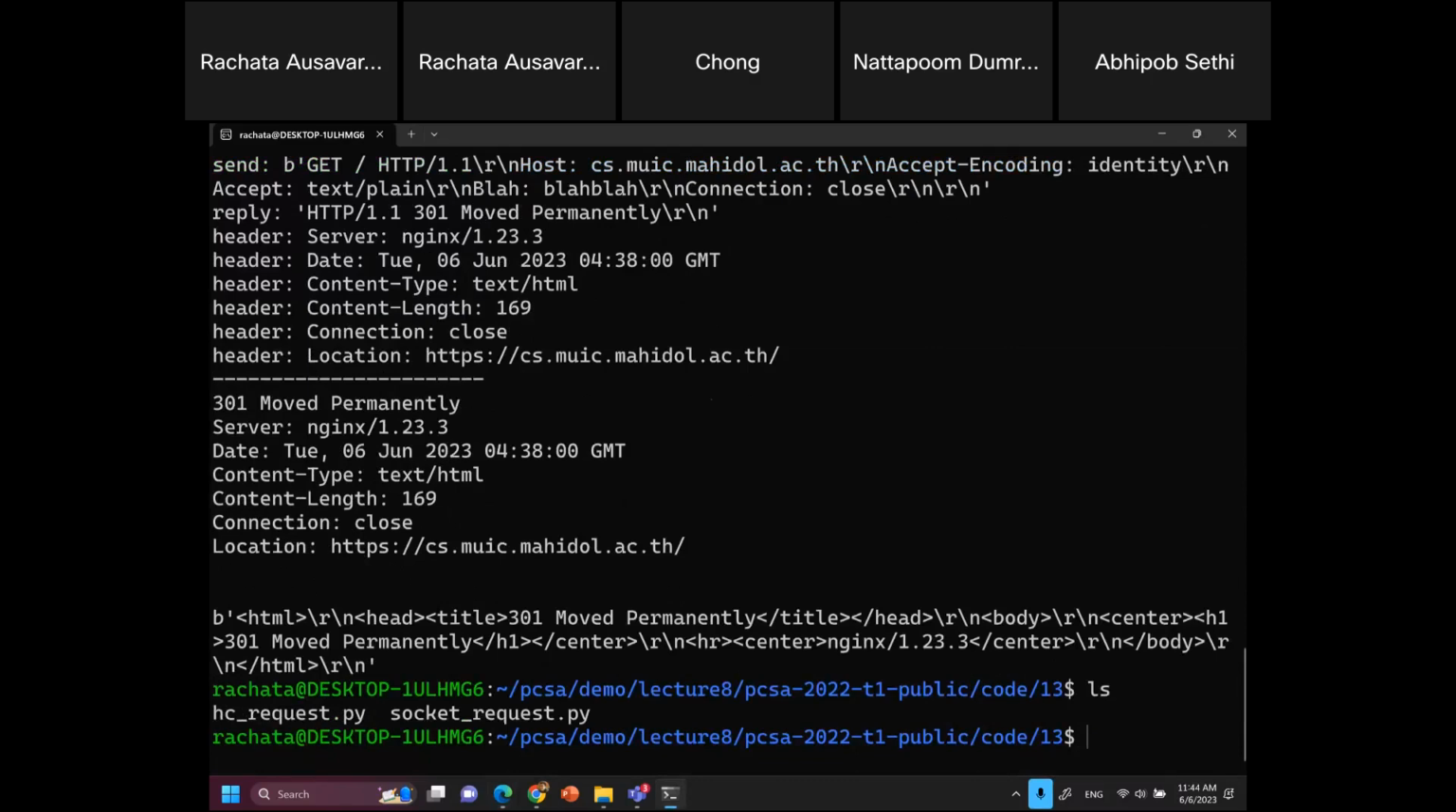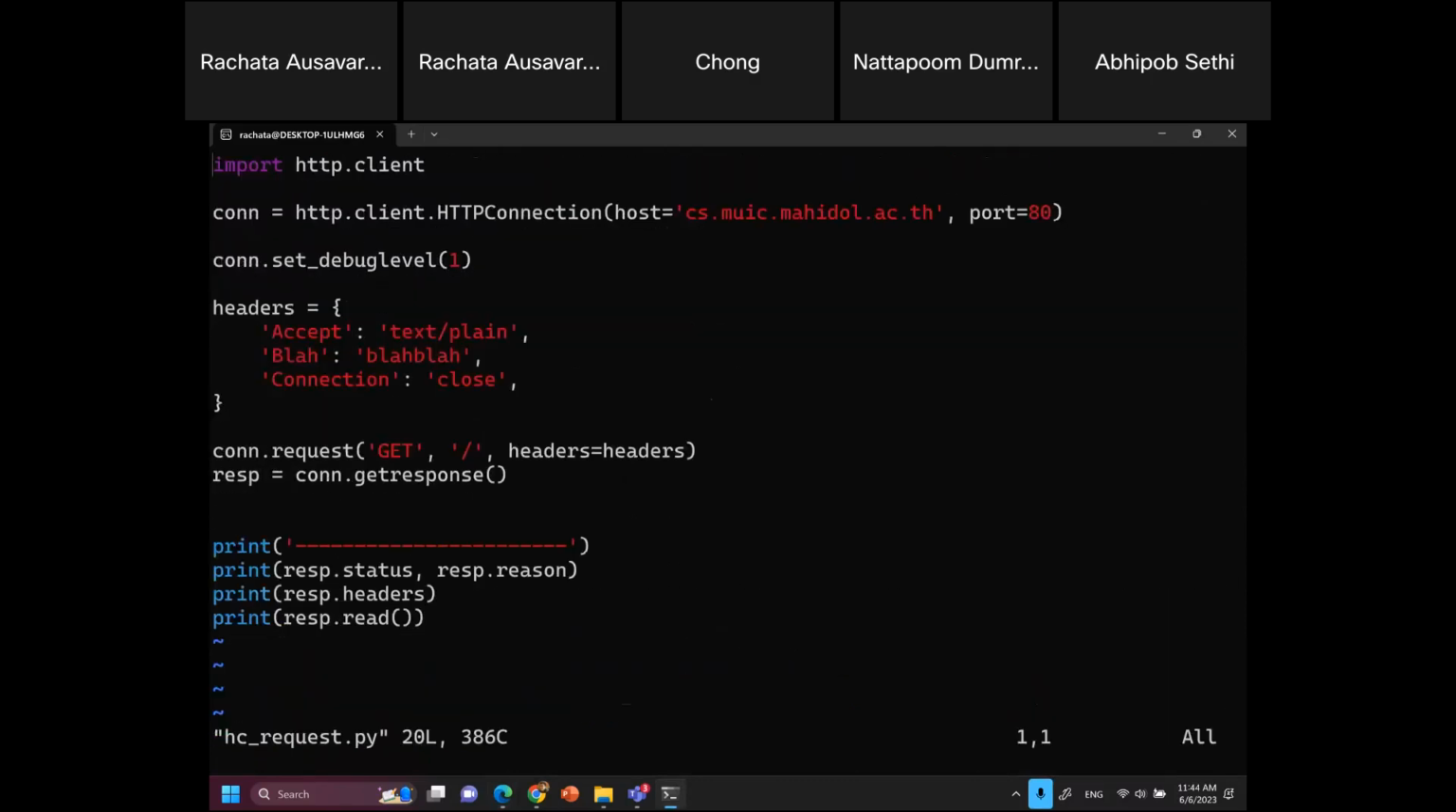hcrequest.py and socketrequest.py. So if you look at HC request, the first thing you see is import http.client, and we make a connection. See how the connection is made here. Con equals http.client, which is what we already imported. Then we put in the host name, which is pretty convenient.